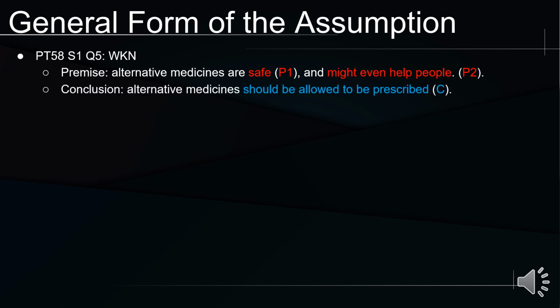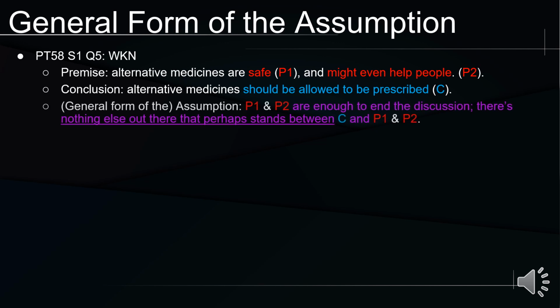The conclusion is that therefore alternative medicines should be allowed to be prescribed. Apologies for the clunky passive voice here, but I decided to do that just to keep the writing a little bit more consistent and have it line up. But yeah, that's what the conclusion is, that alternative medicines should be allowed to be prescribed. Now, using the general form of the assumption, our arguer is assuming that P1 and P2 are enough to end the discussion. There's nothing else out there that maybe perhaps stands between the conclusion C and the premises P1 and P2. That's what's going on here.